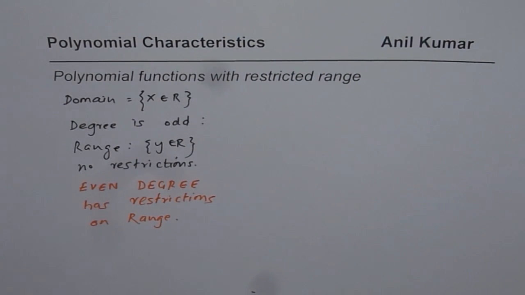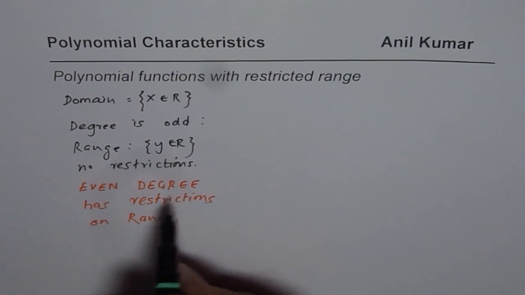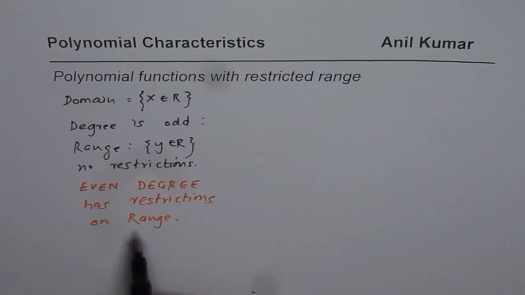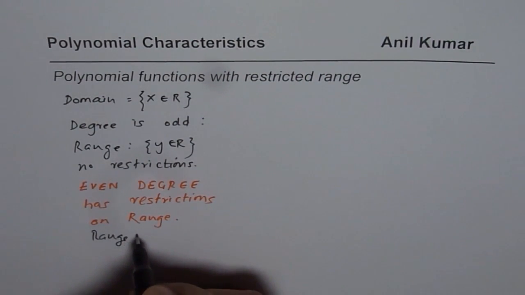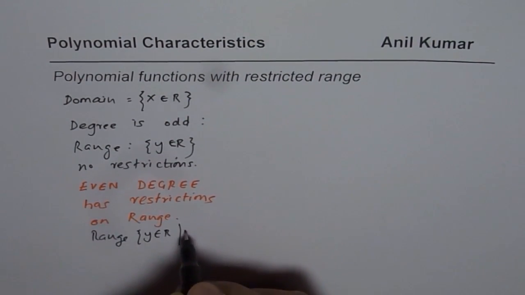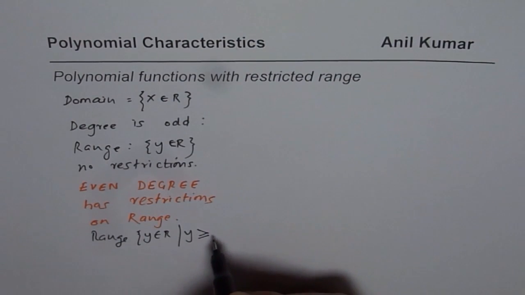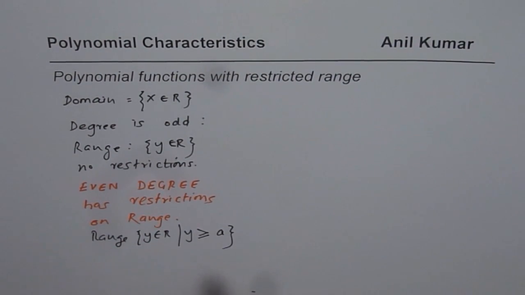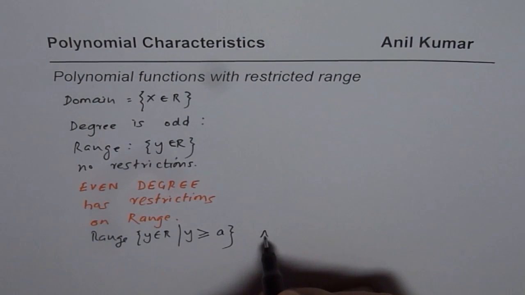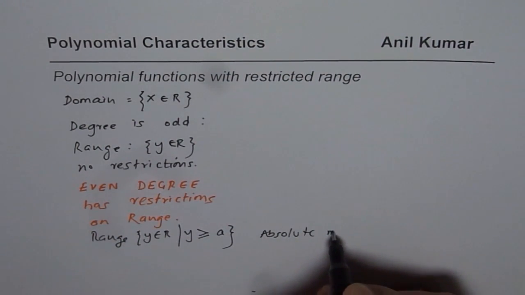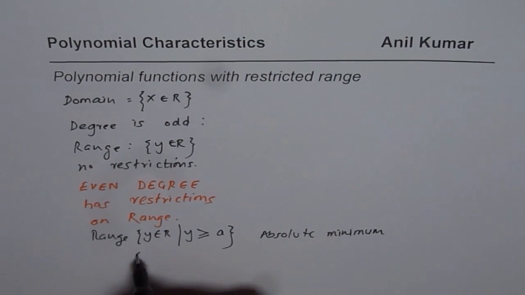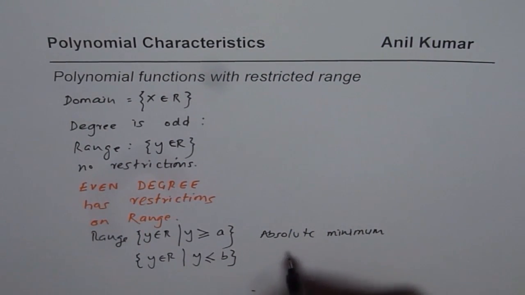And another thing we understand is that for these even degree polynomials, since they have restriction in range, that really means that the range could be y belongs to real numbers where y is greater than or equal to some value, let us say a. In such cases, since it is greater than that value, we have an absolute minimum. But if the range is y belongs to real numbers, where y is less than or equal to some value, let us say b, in that case we do have an absolute maximum, right?